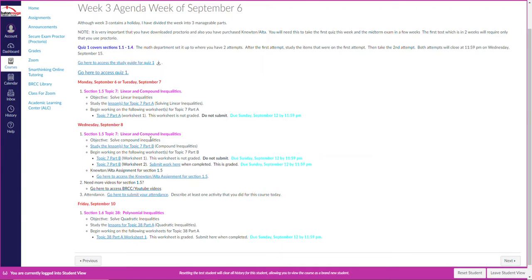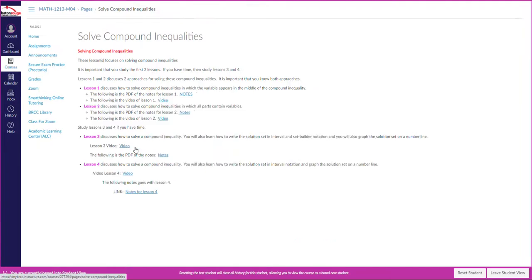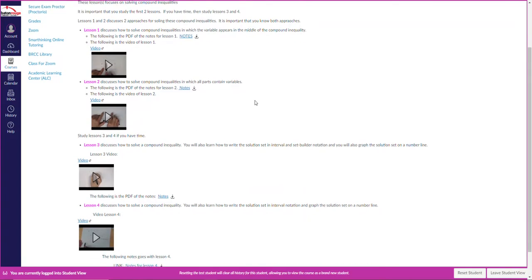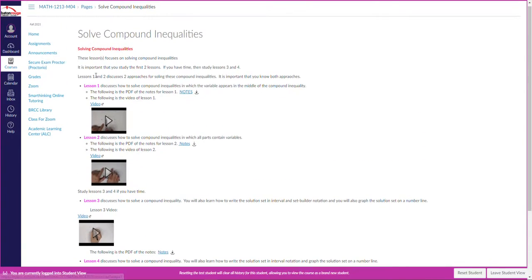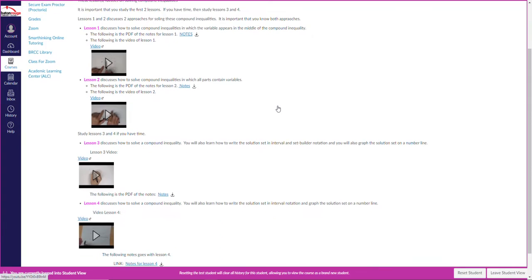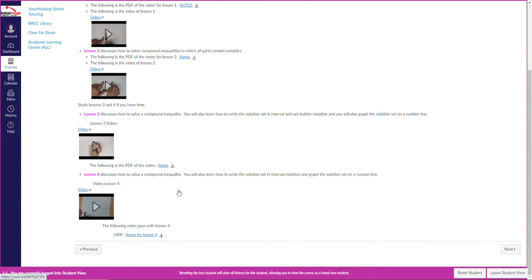Then on Wednesday, we're going to continue talking about linear and compound inequalities, in particular compound inequalities. If you click on this lesson right here, notice there are some lessons here, and it says: it is important that you study the first 2 lessons. If you have time, then study lessons 3 and 4. Lessons 1 and 2 discuss 2 approaches for solving these compound inequalities. It is very important that you know both approaches. So lessons 1 and 2. If you have time, make sure you look at lessons 3 and 4 as well.